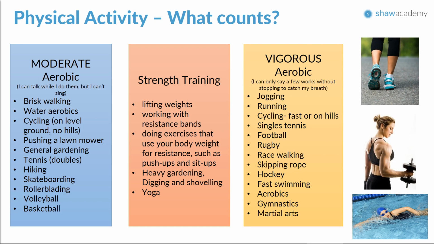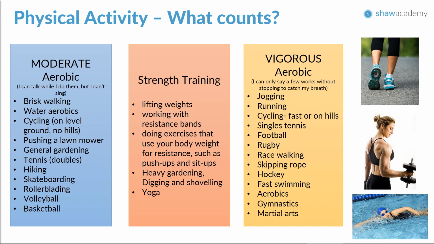Now, how do we determine our physical activity level then? So for moderate aerobic activity, or any kind of moderate activity, you should be able to talk during moderate intensity, but you couldn't sing. You wouldn't have enough energy or enough breath to sing. So it includes brisk walking, water aerobics, cycling, pushing a lawnmower, gardening, tennis, hiking, skateboarding, rollerblading, volleyball, basketball.